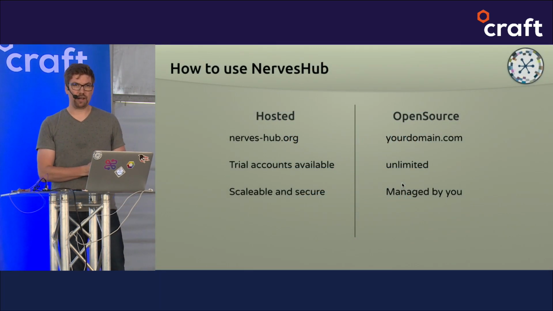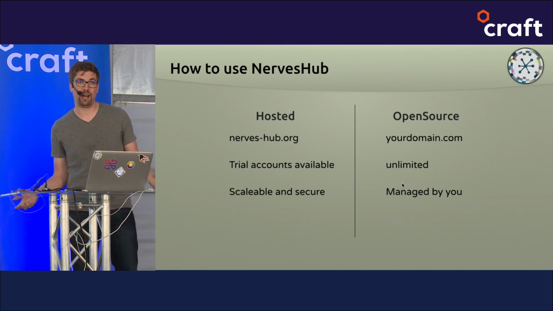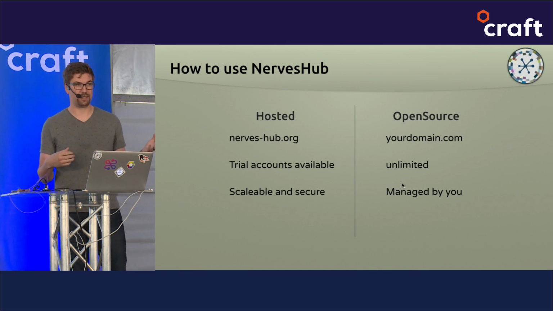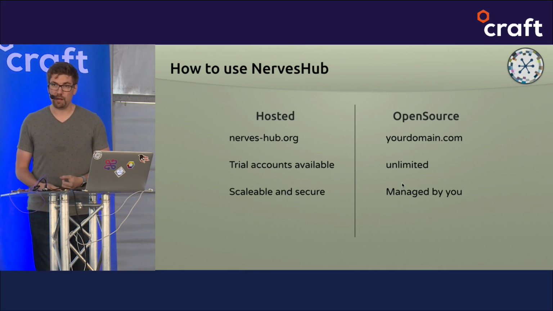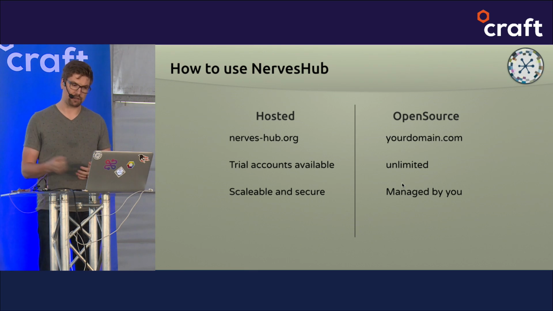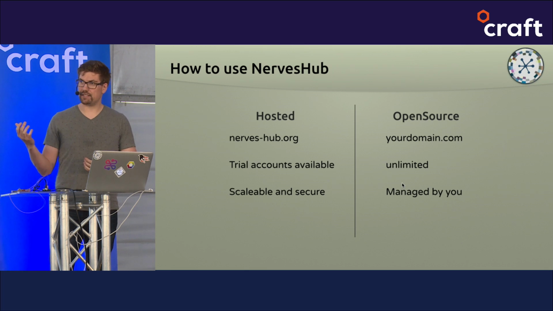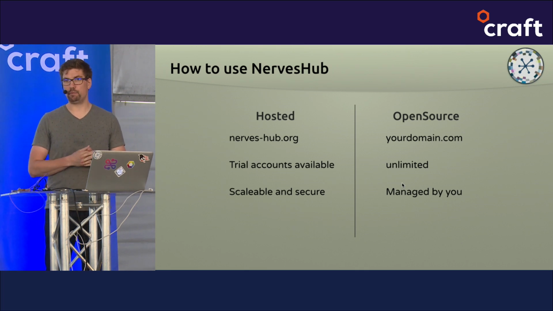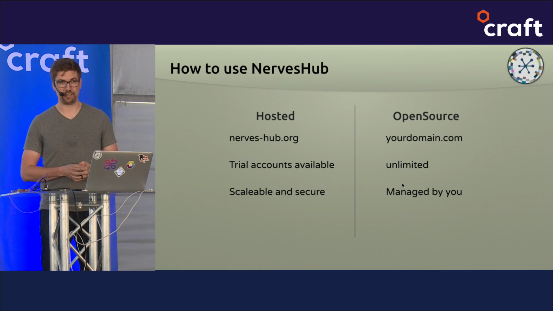And the wonderful part is that I'm not here to say NervesHub is a website, come to our website and sign up for an account, so we can try to get users to give us money. Nerves Project and NervesHub is completely open source. If you want to, you can sign up for an account at nerveshub.org. Trial accounts are available, and that system is all scalable and secure. But for enterprise users and people who like to have things in-house, we allow you to spin up your own instance of NervesHub and use it as you see fit.